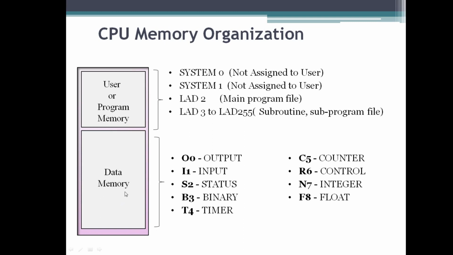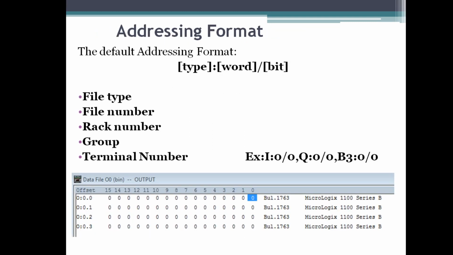If you come to the data memory, you can find some data files: output, input, status, binary, timer, counter, control, and integer, float. These are all the files you can get from data files. I'll show this in the software. Before that, let's see about addressing in Allen Bradley.